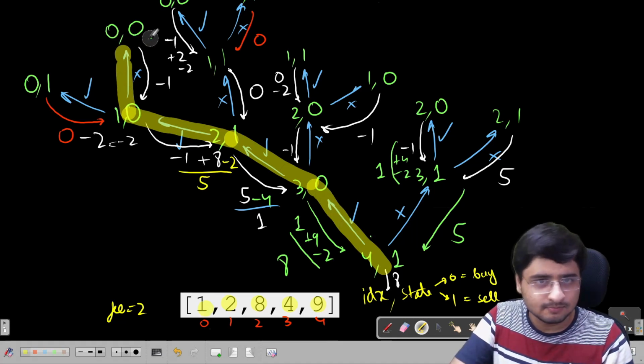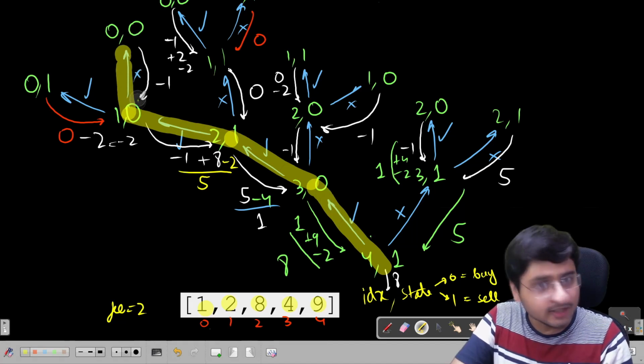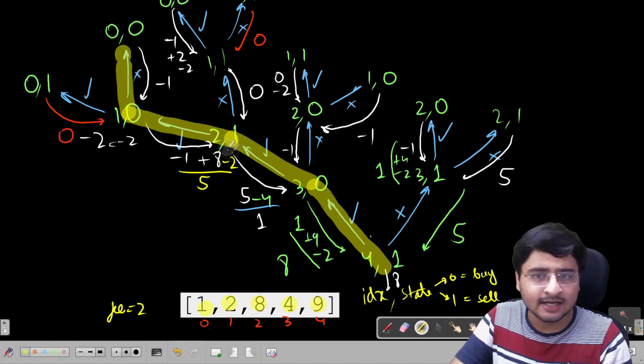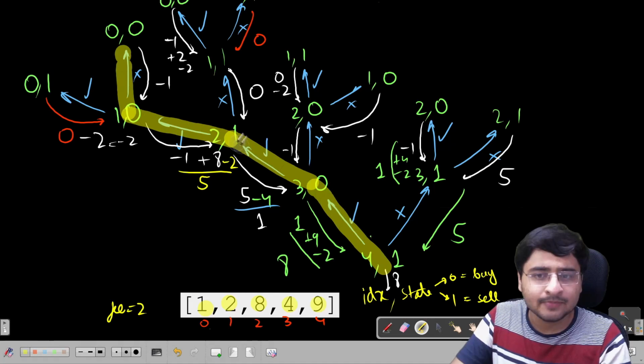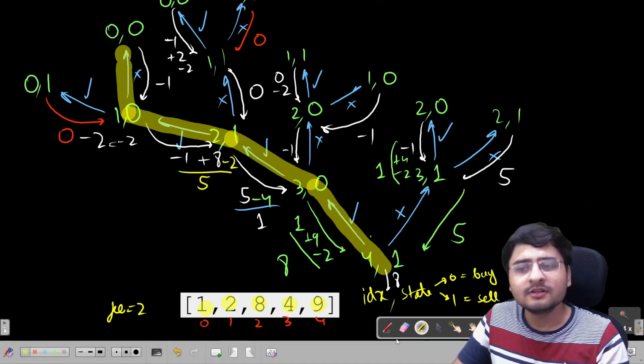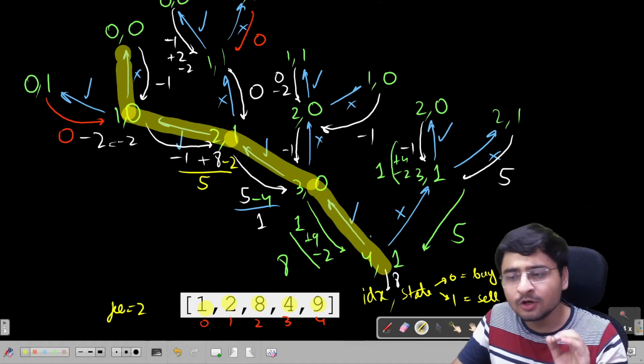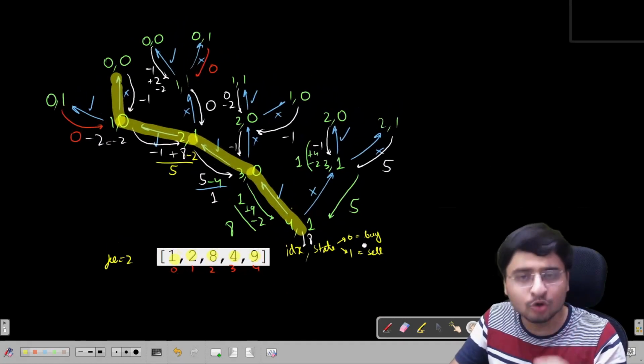So buy on 0, do nothing, right? And here you can see, since this is a tick mark, I'm saying that it's selling on the second day, buying on the third day, and then selling on the fourth day. I hope this whole recursive tree is clear to all of you.